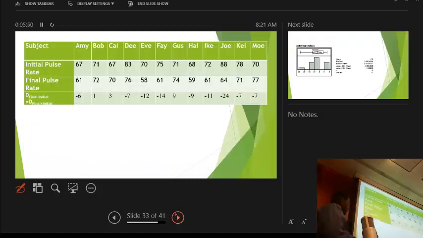And so what I chose to do, and you guys can just fill this in below your data values, is look at the difference in the pulse rates. So Amy, after listening to some music, her pulse rate is 6 beats per minute lower. Bob, well, he got more anxious, I guess. It's one beat higher. But pretty much everybody else has witnessed a decrease in their pulse rates.